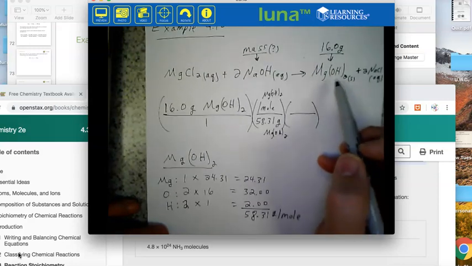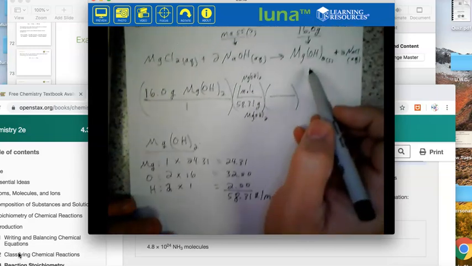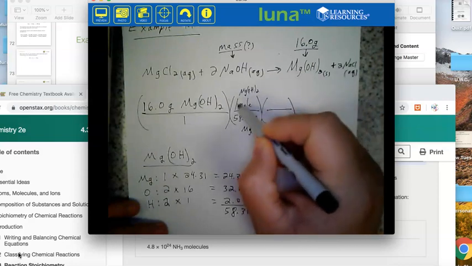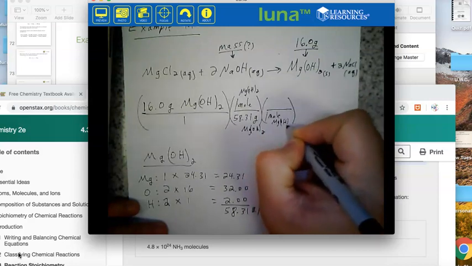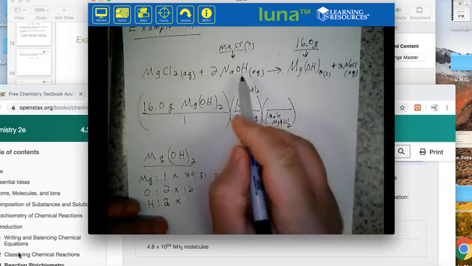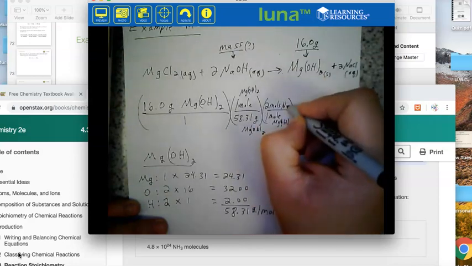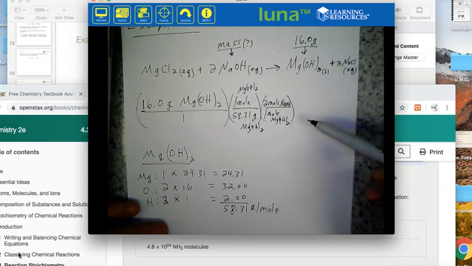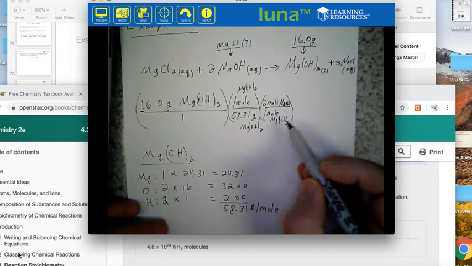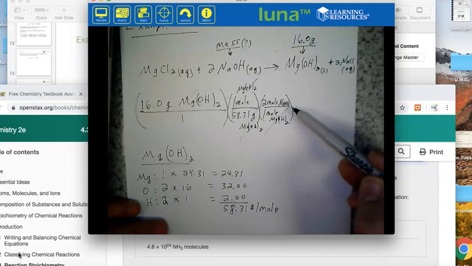I need to go from moles of magnesium hydroxide to moles of sodium hydroxide using the molar ratio. So here I'm getting it from my chemical equation. Here I have moles of magnesium hydroxide, and there's a 1 there, so for every 1 mole of magnesium hydroxide produced, I need 2 moles of sodium hydroxide. So 2 moles of sodium hydroxide. Alright, so now my moles of magnesium hydroxide cancels out, and I have moles of sodium hydroxide.